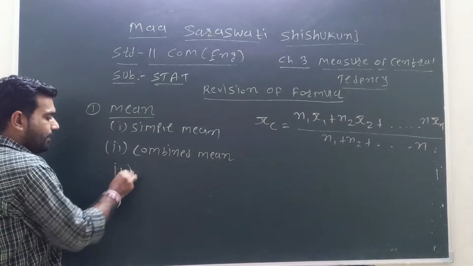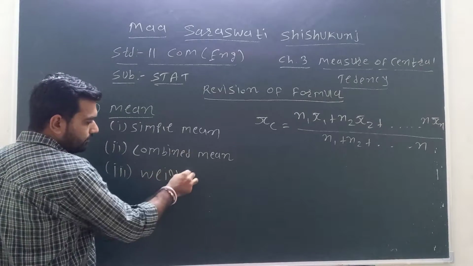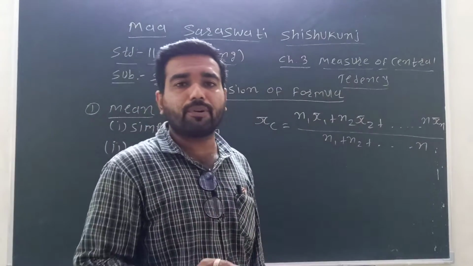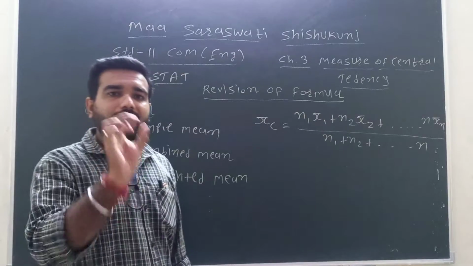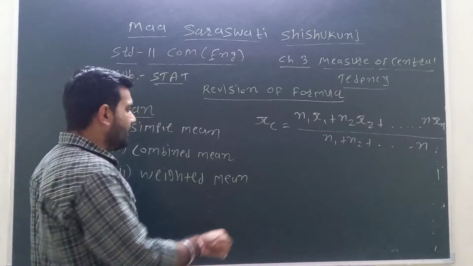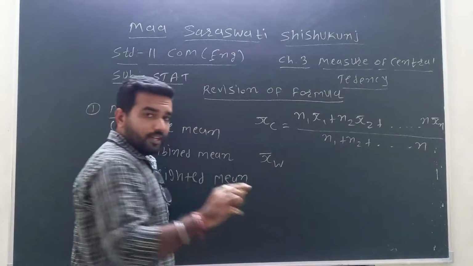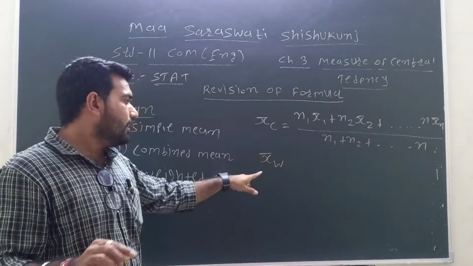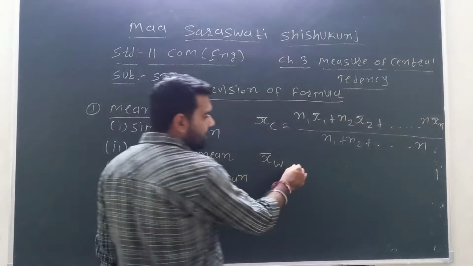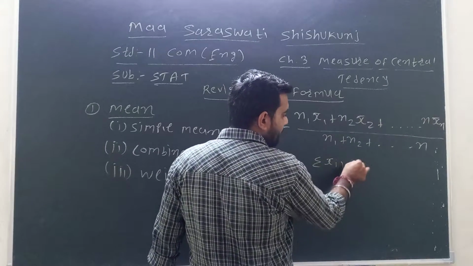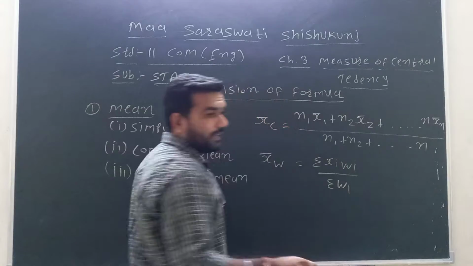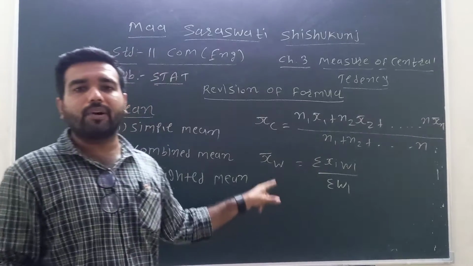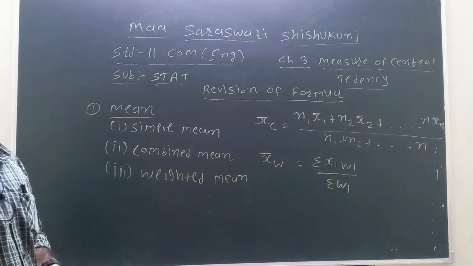Third one, here it is the weighted mean. Weight means importance, the importance of the product. It is weight, W. So when the weights W are given, our formula is denoted by x bar W. First, x bar is the simple mean, x bar C is the combined mean, and x bar W is the weighted mean. So x bar W is equal to sigma xi Wi upon sigma Wi, whereas the simple mean is sigma fi xi upon n. So here it is sigma xi Wi upon sigma Wi. This is the third one, the weighted mean.